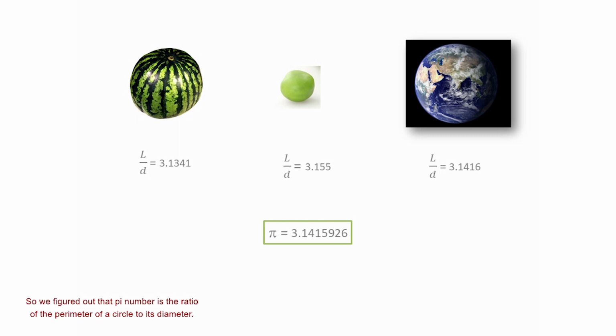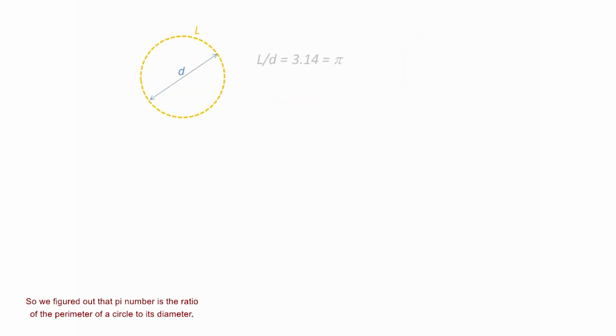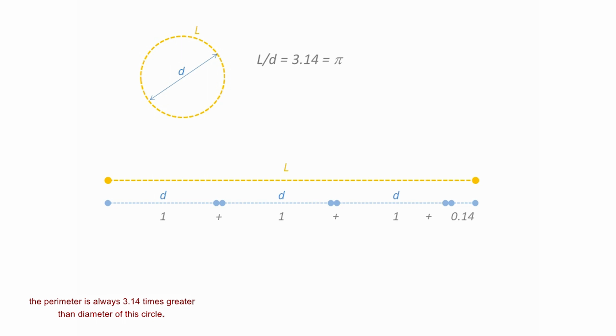So we figured out that the pi number is the ratio of the perimeter of a circle to its diameter. It doesn't matter what size the circle is, the size of a galaxy or a mosquito's ear. This ratio is always the same for any circle and equals 3.14. We could also say that the perimeter of any circle, no matter whether it's large or small, is always 3.14 times greater than the diameter of this circle.